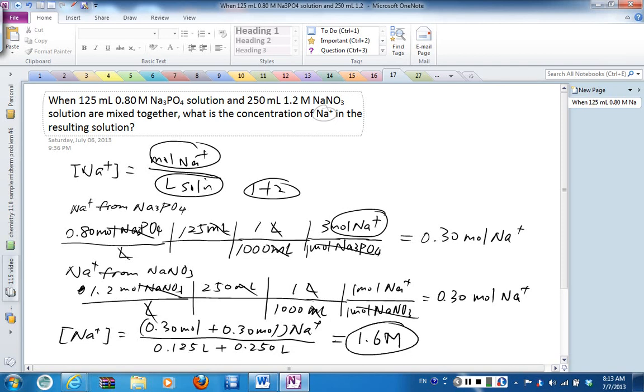And notice this number is not the total of the two solutions. It's not an average. We went through some fairly complicated calculation to figure out the final result. And one of the most important parts in this problem is that you've got to make sure every little number is taken care of. Sodium in sodium phosphate has a little subscript of 3, which means 3 moles of sodium ion per 1 mole of compound. That's got to be taken into account. And if you remember to do that, this problem is fairly straightforward.